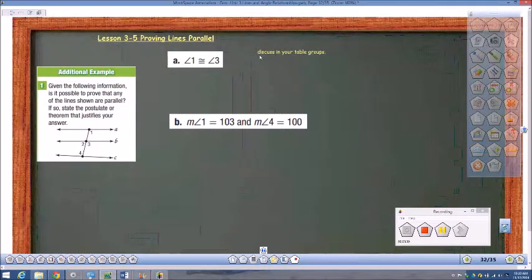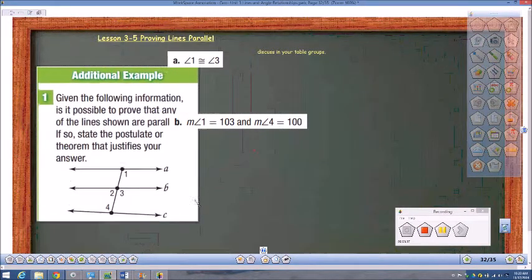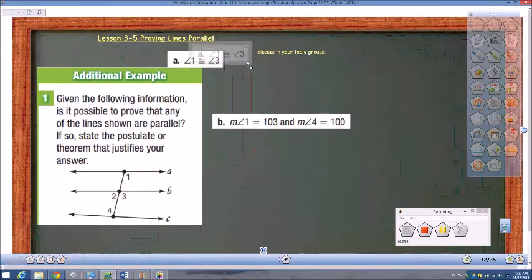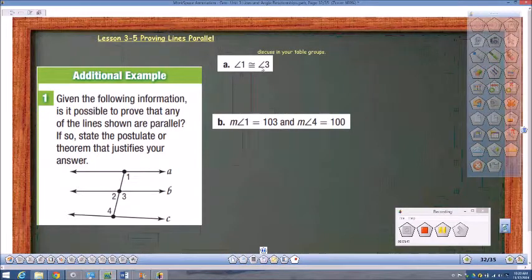Okay, so let's try some practices. We're going to give the following information here. Is it possible to prove that any of the lines shown are parallel? If so, state the postulate or theorem that's going to justify our answer. So if angle 1 and angle 3 are congruent, what lines do we know have to be parallel, if any, and then find that postulate. I'm going to let you pause and work that one out, and then we'll come back and look at B.